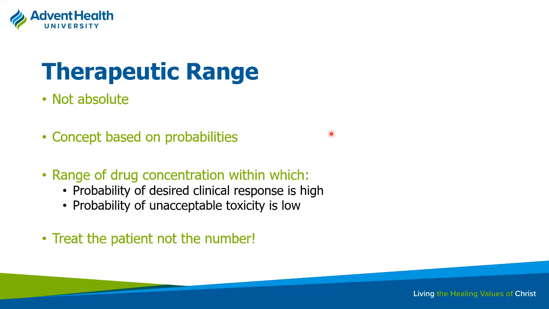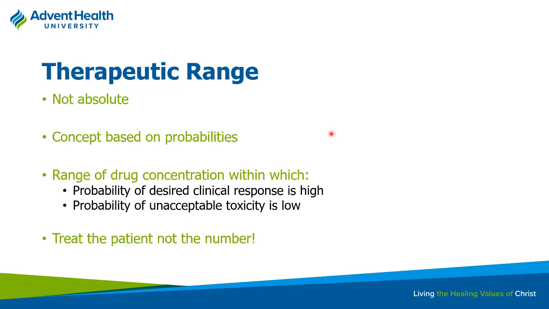Now, the therapeutic ranges, as I mentioned, are not absolute, so you can have patients that do very well and have good therapeutic effect when they're below the level that is considered to be therapeutic. And you may have patients that manifest toxicity even at a normal therapeutic level, right? So you're going to have patients that are going to fall on either side of that. And so this is just based on the averages. It's based on the probabilities.